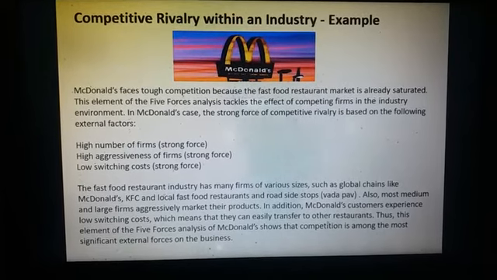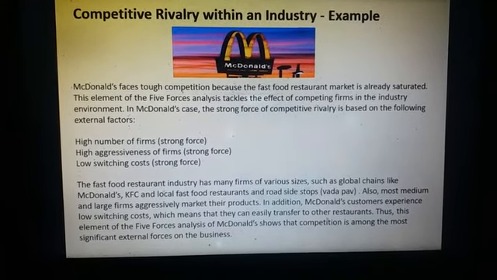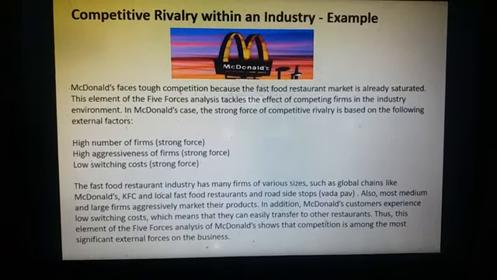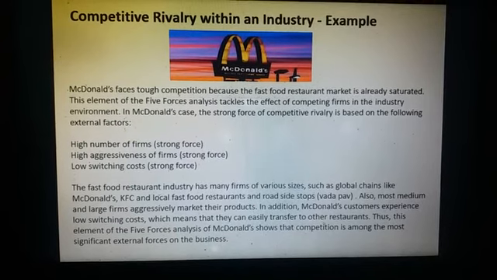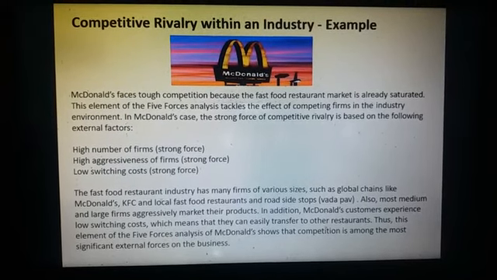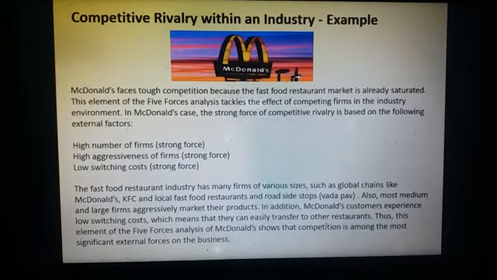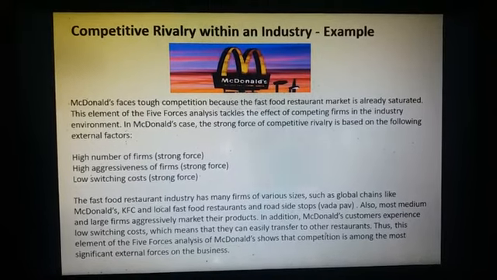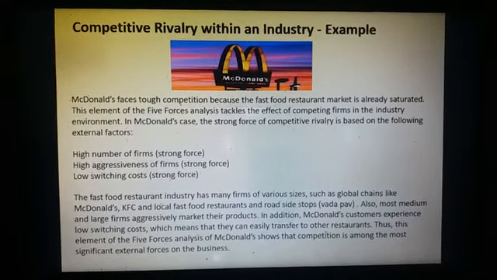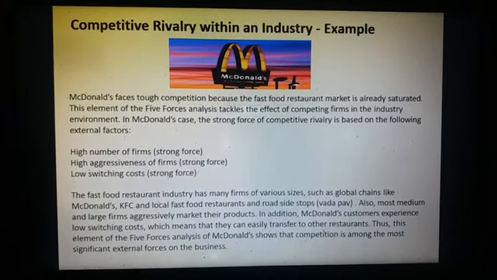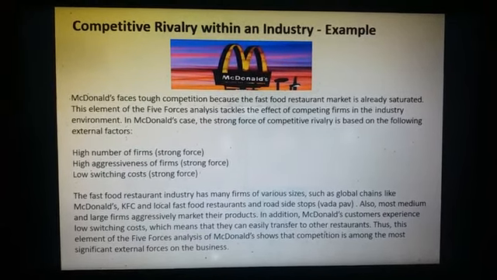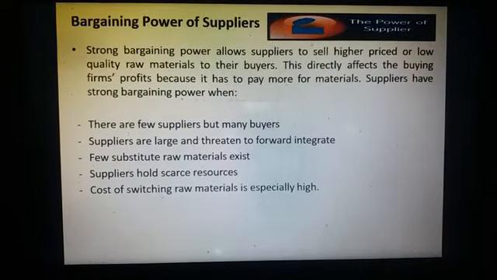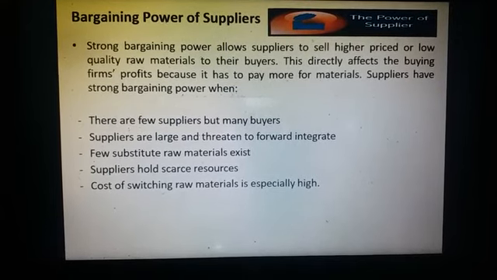So here, competitive rivalry within an industry, you can have a look. The example of McDonald's is being shared. McDonald's faces tough competition because the fast food restaurant market is already flooded, already saturated. There are a number of players such as McDonald's, KFC, local fast food restaurants, and roadside stops, the vada pav shops. So in this case, the element of five forces of McDonald's shows that competition is among the most significant external forces on the business. So competition is gluttony.